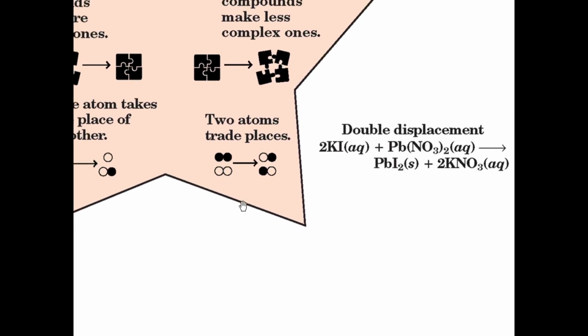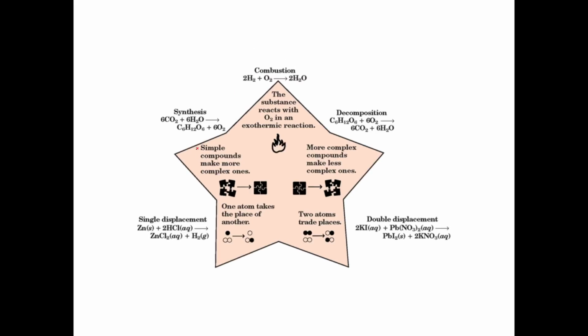And then in a double displacement, everything is new partners. So I can imagine, right here, if I switch these two right here, the black was with the black, and now it's with the white. The white was with the white, and now it's with the black. And so everything gets new partners in that case. So that's a double displacement reaction.